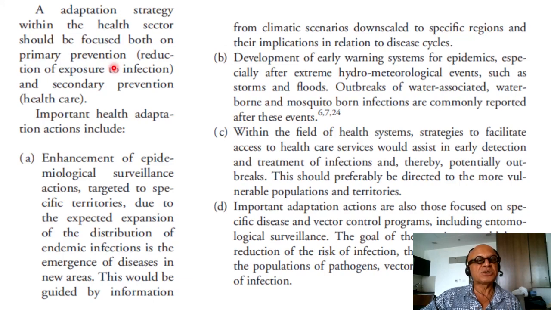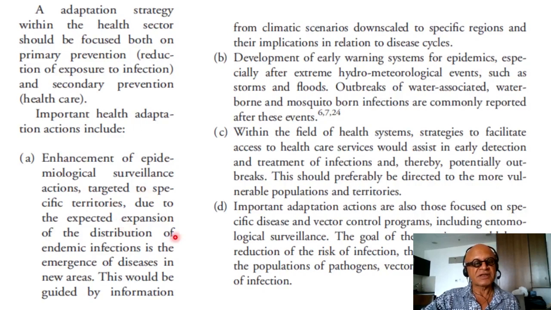An adaptation strategy within the health sector should be focused both on primary prevention, so reduction of exposure to infection, and secondary prevention like healthcare after you have been infected, so that you don't continue to infect others and recover yourself, so that other economic impacts like lost labor, productivity, etc. are controlled as well.